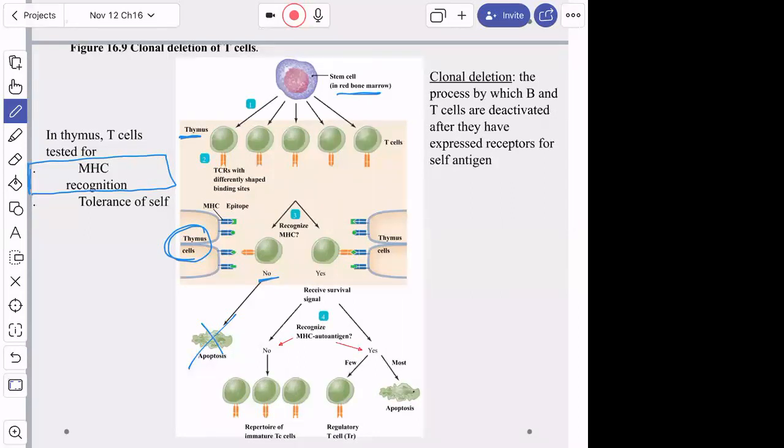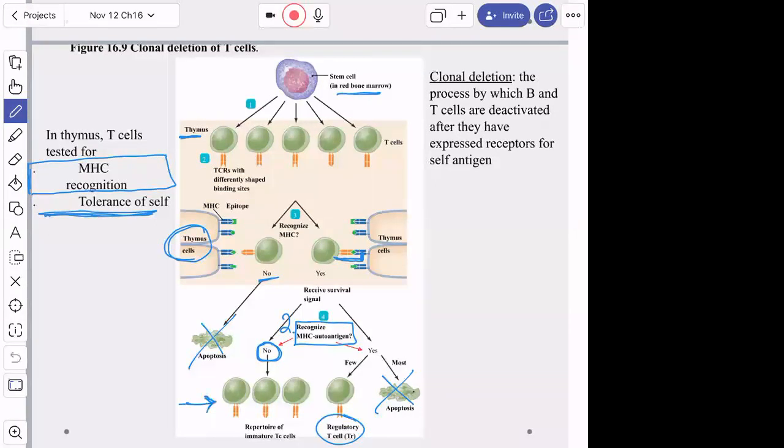If it does recognize the MHC, and what's not drawn here is there's going to be some kind of recognition like this, then it receives a survival signal, some kind of cytokine probably. Then the second test is, does it recognize the MHC complex with the self antigen? If the answer is yes, then most of them are allowed to die. We don't want T cell receptors that recognize our self antigens. We want ones that will tolerate ourself, that will ignore ourself. So if they don't recognize our self antigen, they're allowed to survive. A few cells over here are allowed to live that function as T regulatory cells. And again, I don't totally understand how those function, but we do have a few of those.